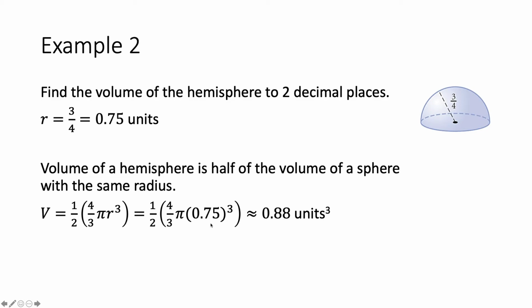So we plug in the radius of 0.75, do 0.75 to the third first, then multiply by pi and 4/3 and 1/2, and you should get 0.88 units cubed.